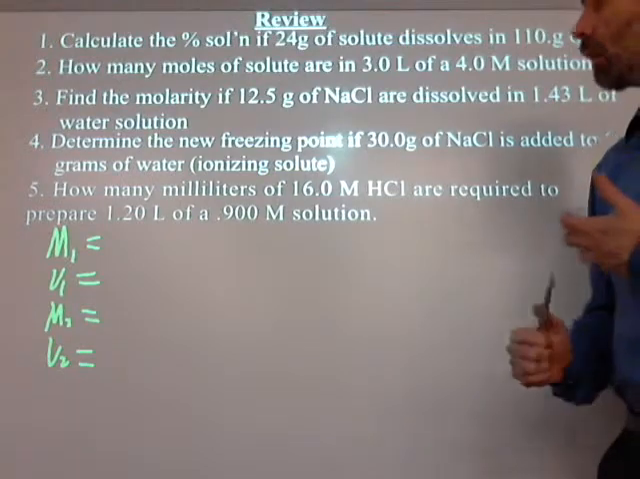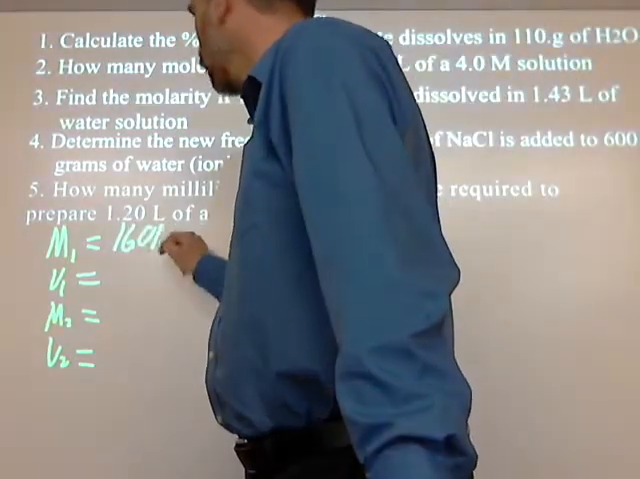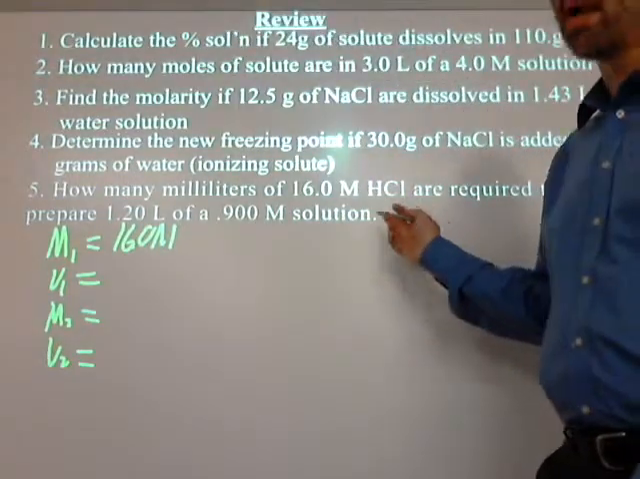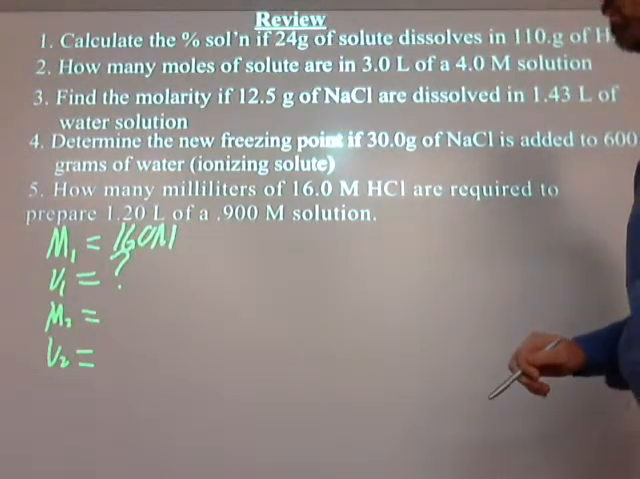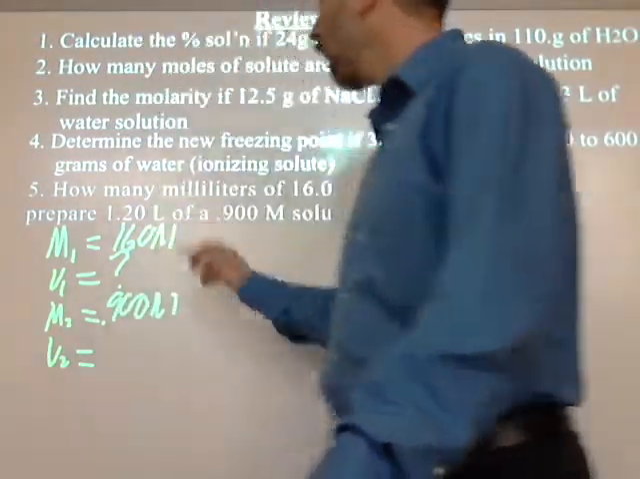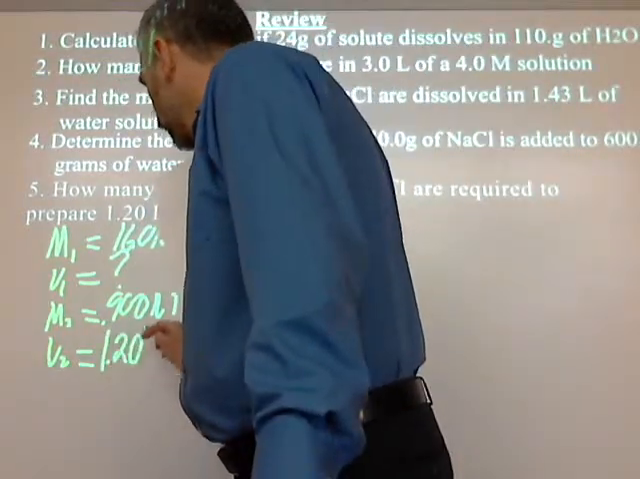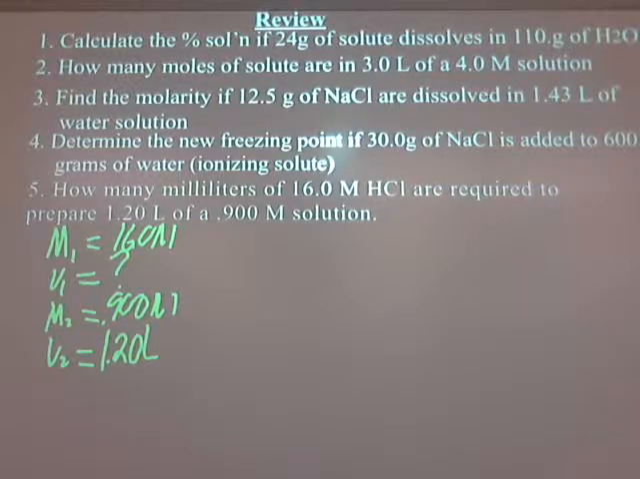So my initial concentration is what? 16.0 molar. My V1, it wants to know how many milliliters of that I need. That's my unknown. My M2 is what it's going to be, 0.900 molar, and I want to make 1.20 liters of that. These are the kinds of dilutions I have to do all the time when I'm making up stuff for you.